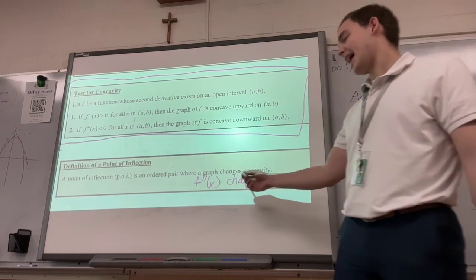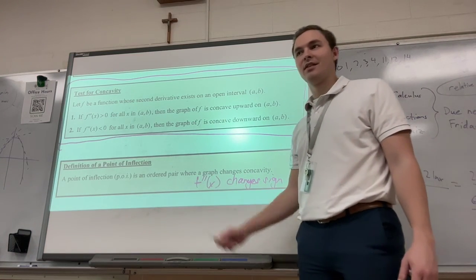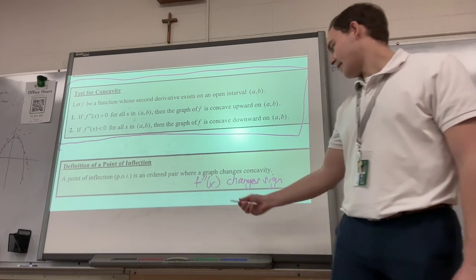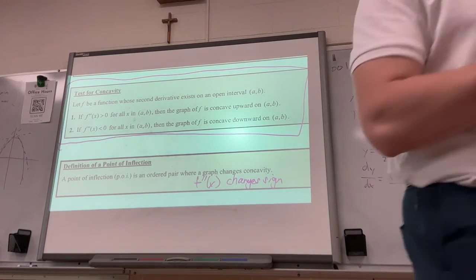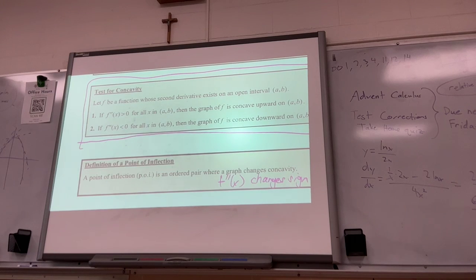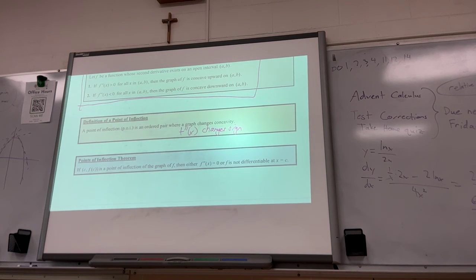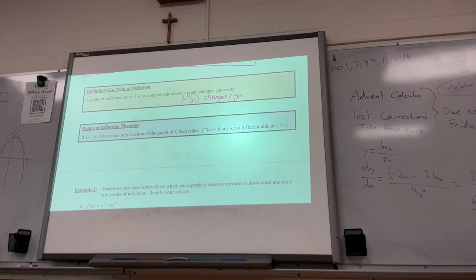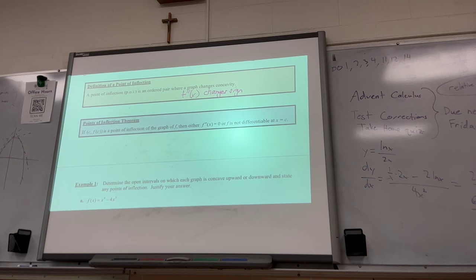So it can change sign at a 0 or at an undefined point. But it's where f double prime changes sign. So where f double prime equals 0 or is undefined and changes sign, where the sign is different on both sides. I want us to make sure we remember that. That's kind of it. So to determine concavity, we're just going to make sign charts with f double prime.